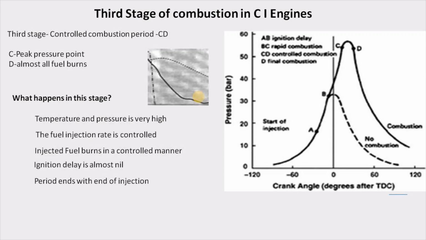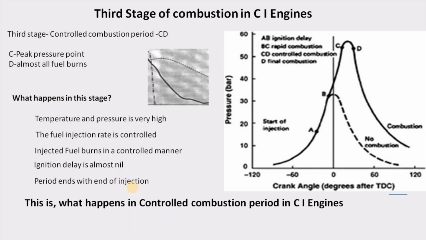That is, the amount of pressure going to rise inside the combustion chamber, because we know that whatever the curve is going to be there, that depends on whatever amount of fuel is going to be injected into the combustion chamber, and depending on how we control the injection rate, we are going to be able to control the pressure inside the combustion chamber. So that is where we say we have a very controlled fuel injection, and by controlling the fuel injection, we are able to control the pressure inside the combustion chamber, and therefore we say now whatever fuel is burning is in a controlled manner. At the end of this particular period, injection is going to end and the maximum temperature is going to be attained because almost all the fuel is going to be burned.